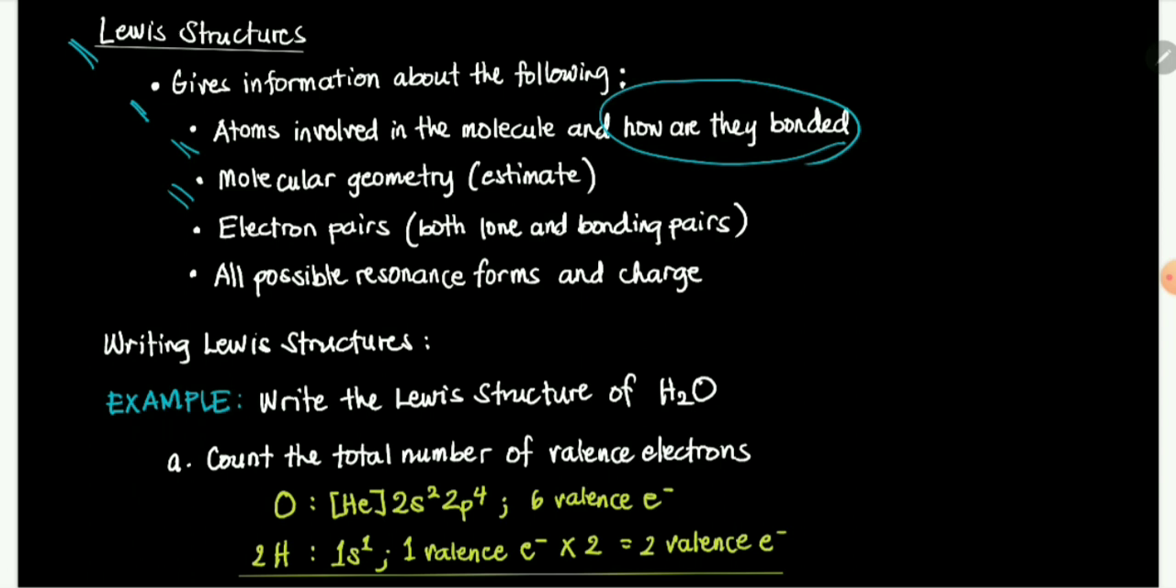Next, meron tayong molecular geometry. So, naka-indicate na doon yung kung ano yung shape ng ating molecule. Although, naka-project lang siya in 2 dimensions kasi isusulat lang natin siya sa isang 2-dimensional paper. Okay? So, nakalagay na rin doon yung electron pairs. Naka-indicate kung alin doon yung bond at kung alin doon yung lone pair. And also, nakalagay na rin yung all possible resonance forms and yung charge ng ating molecule. So, yung resonance forms, I'll discuss this sa mga susunod na page.